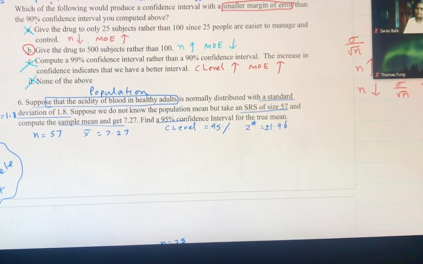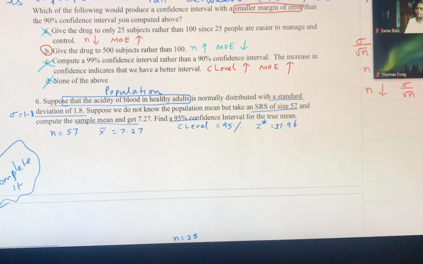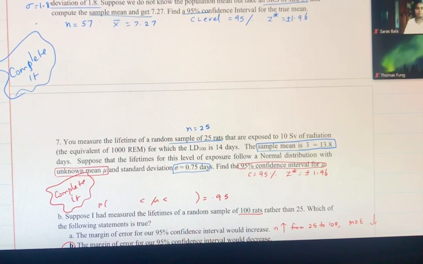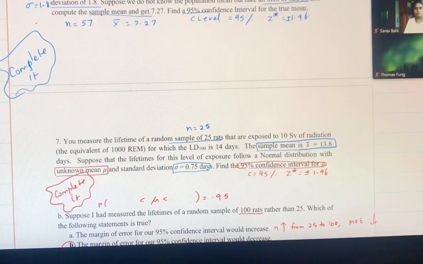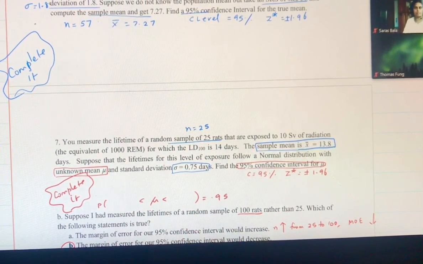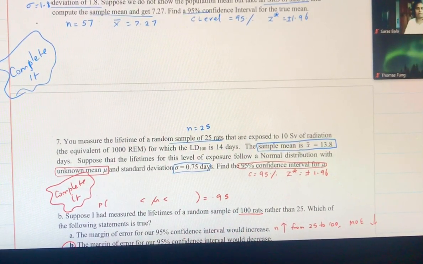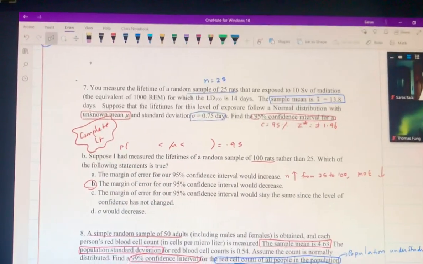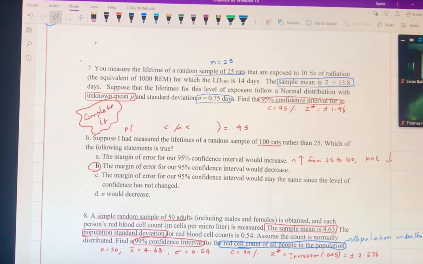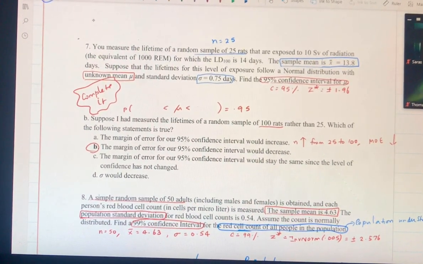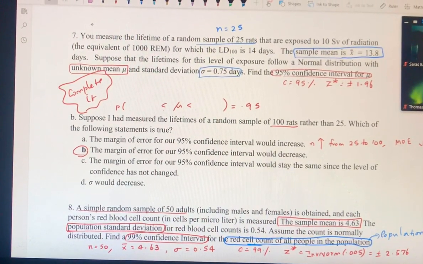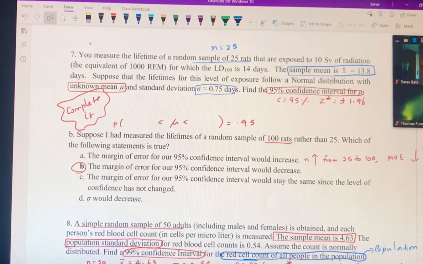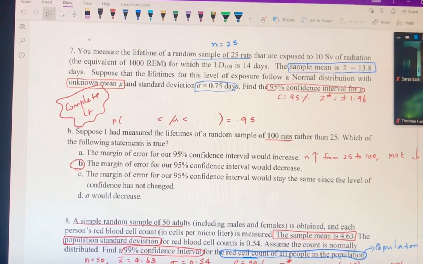All right. So for the rest of the problems, some problems I left blank, or I just picked only the information given in the problem, and you can plug it into your TI, and you can get the lower limit and the upper limit. All right. So here, let's see the B subdivision. Suppose I had the lifetime of a sample of 100 bulbs rather than 25, which of the following is correct?